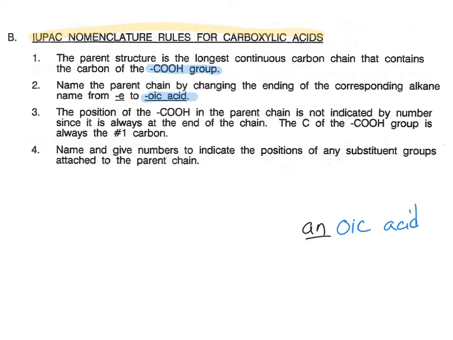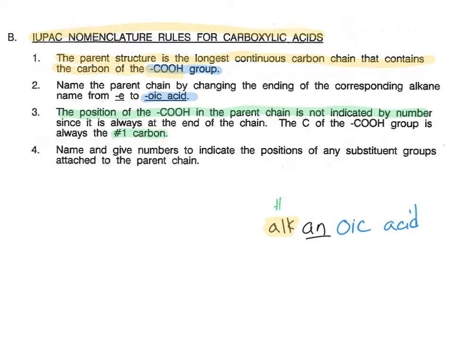If there were double bonds or triple bonds, we would put ene or yne, but in this class we will only have ane. Next, we're going to put in the number of carbons indicated by the main chain, and the main chain must be the longest continuous carbon chain that includes the carbon of the carboxyl group. Because the carboxyl group must be at the end of the chain, it will always be in position 1. So we will not give it a number, but we will use it to determine the direction of counting.